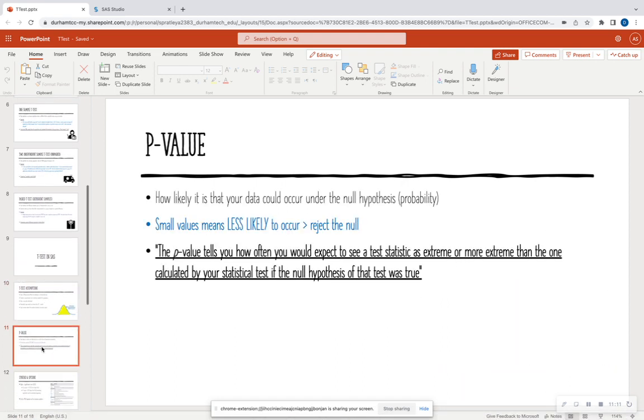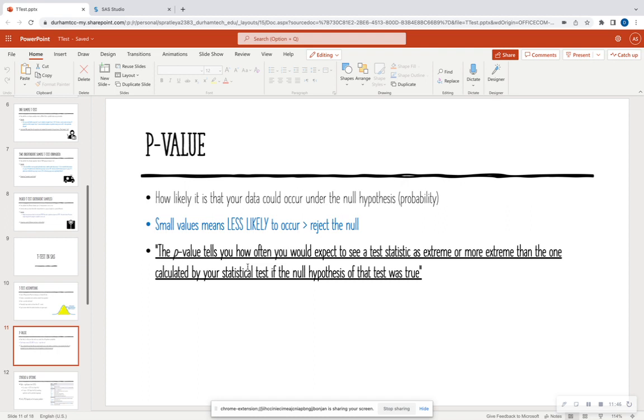On top of these assumptions, there's something called a p-value. A p-value is just probability. That's what it means, probability. How likely it is that your data could occur under the null hypothesis. So a small p-value means that it's less likely to occur, and that can lead you to rejecting the null hypothesis.